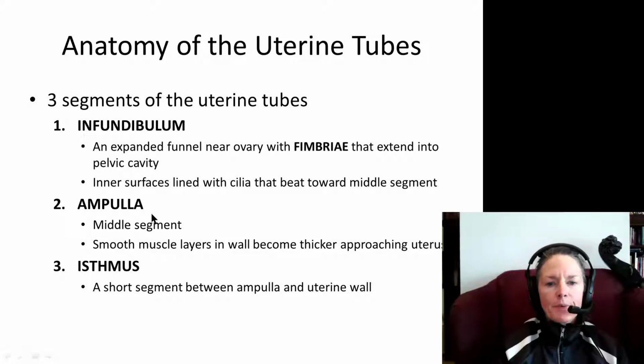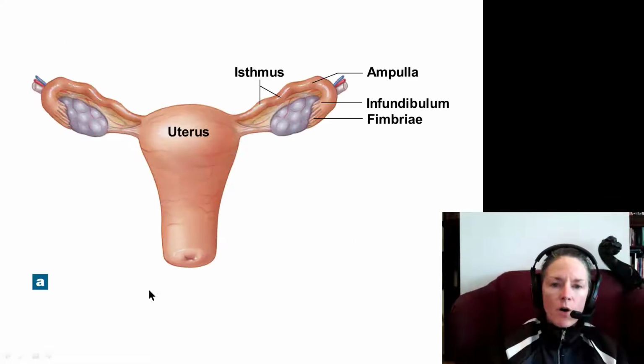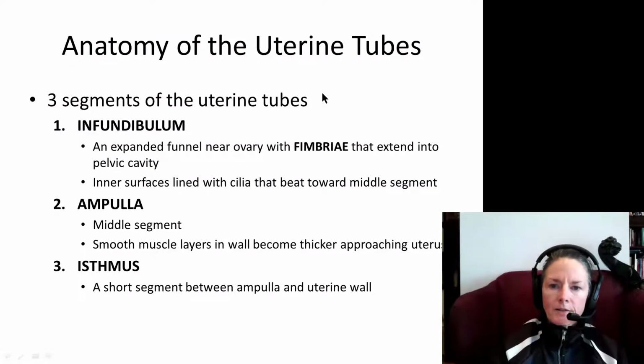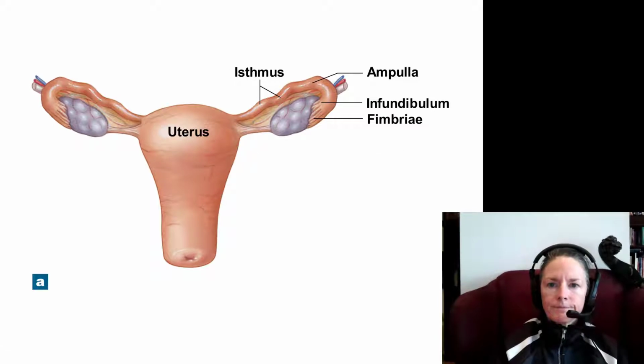And then we're going to have the ampulla. And this is that middle section. And the isthmus is the short section between the ampulla and the uterine wall. So here we have the infundibulum with its fimbriae, the ampulla, which is this part right here, and then the isthmus, which joins the ampulla to the uterus.